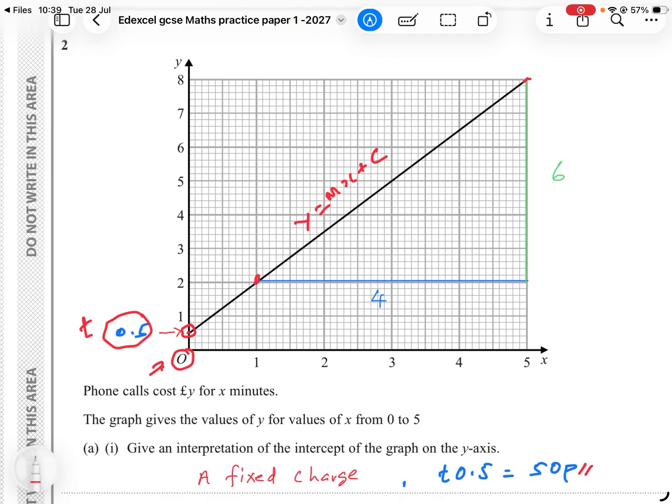you need to draw the triangle. I drew it here in green and blue lines. This is perpendicular, 90 degrees. See? This is a right angle triangle. So gradient: y difference here is 6, x difference here is 4.